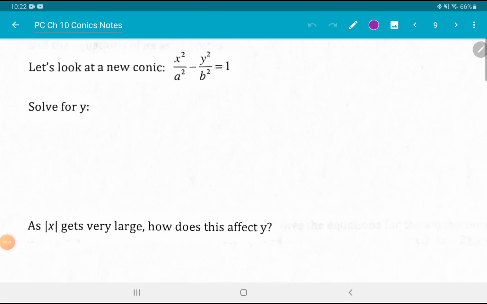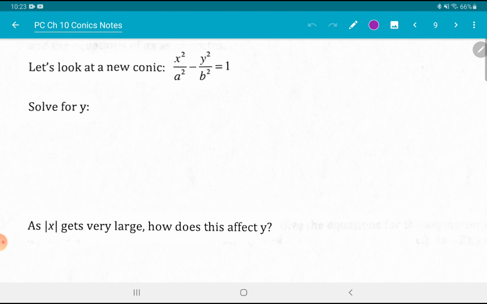Let's look at a new conic today. Here's our equation of our new conic: x squared over a squared minus y squared over b squared equals 1. That looks vaguely familiar, except there's a subtraction sign rather than an addition sign. It says to solve for y. So let's go ahead and solve for y.